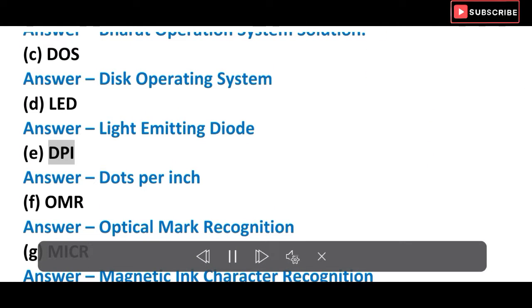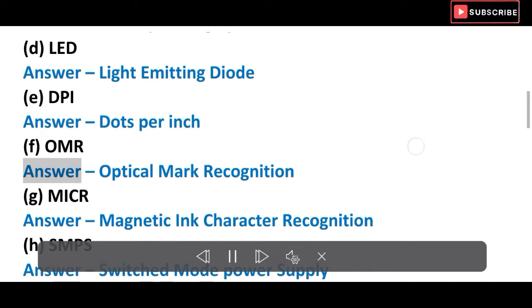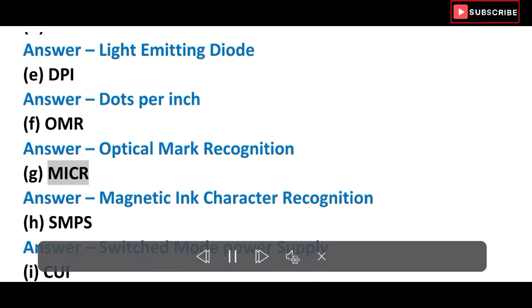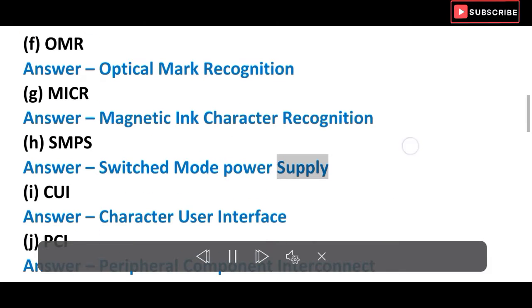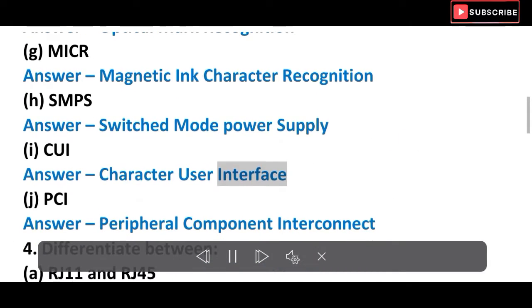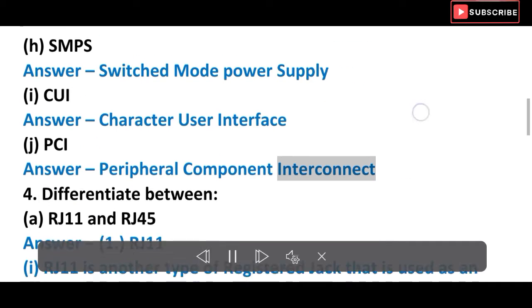E. DPI. Answer: Dots per inch. F. OMR. Answer: Optical Mark Recognition. G. MICR. Answer: Magnetic Ink Character Recognition. H. SMPS. Answer: Switched Mode Power Supply. I. CUI. Answer: Character User Interface. J. PCI. Answer: Peripheral Component Interconnect.